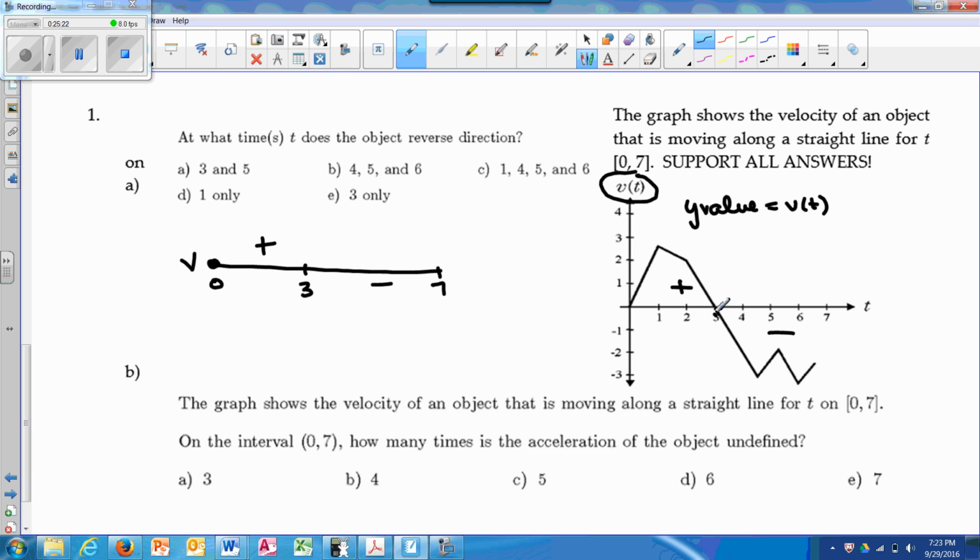The position of an object thrown upward on the moon is given by this function, where x is measured in feet and t is measured in seconds. So this is thrown upward. Find expressions for the velocity and acceleration of the object without your calculator.